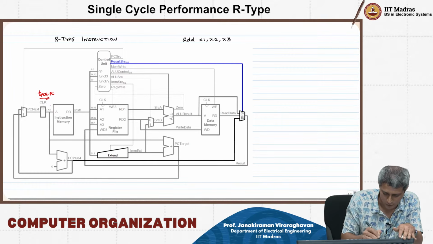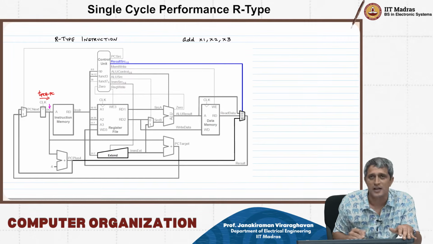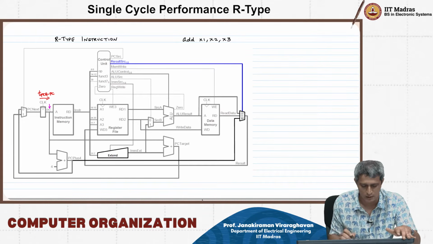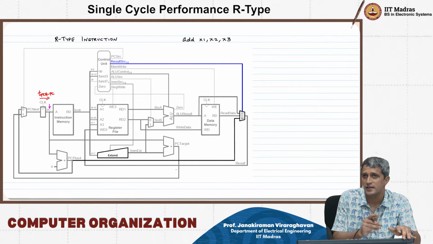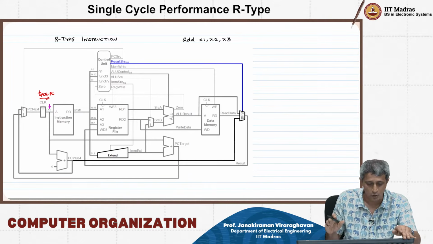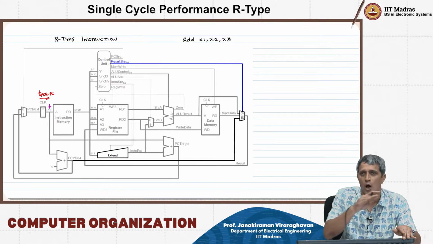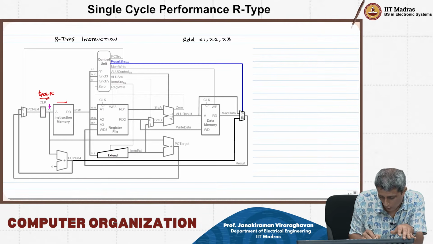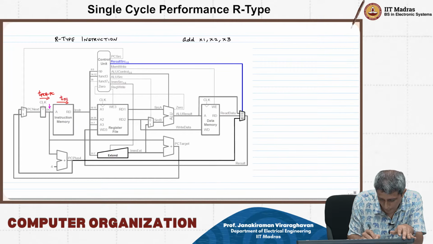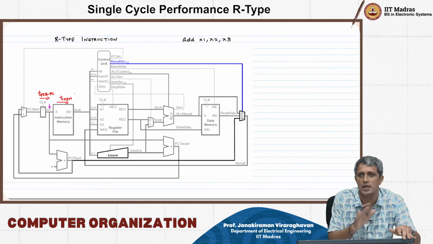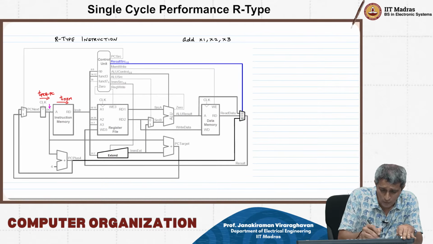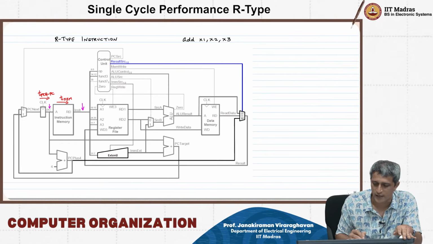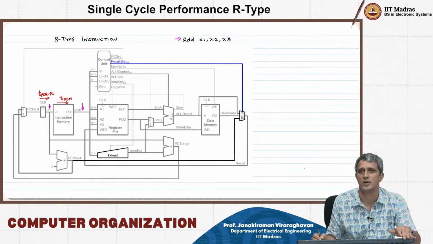I'll use a different color for that. So this is going to be the address, and that is connected to the address port of the instruction memory. And remember that the instruction memory is essentially a combinational block, and therefore data is going to be read out of that memory after a delay of tmem, right? It's going to take tmem for it to appear at the data port of the instruction memory, and therefore here you are going to get the instruction which corresponds to this add x1, x2, x3.